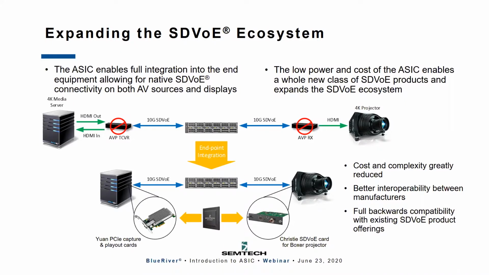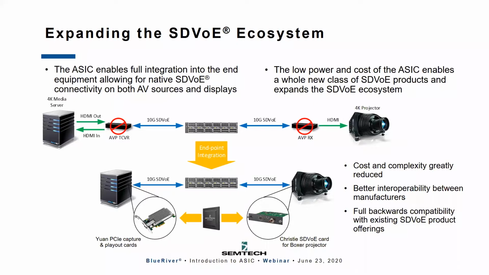You can see in this diagram at the top, in the typical application that we've already shown, where you have, for example, a media server and a 4K projector. Right now, the connectivity goes via some appliance or device outside of that box that converts the HDMI signals into 10 gig SDVoE to go over the 10 gig network, and you do the same on the other side. With endpoint integration, basically the chip is inside the source or the display.